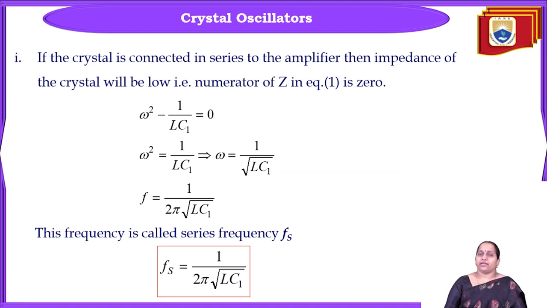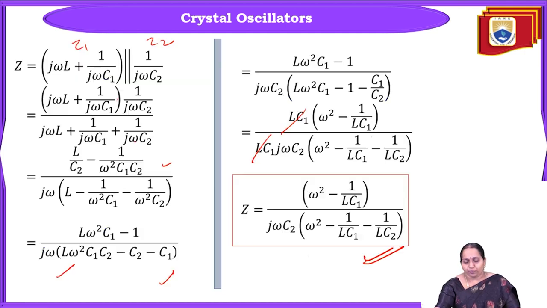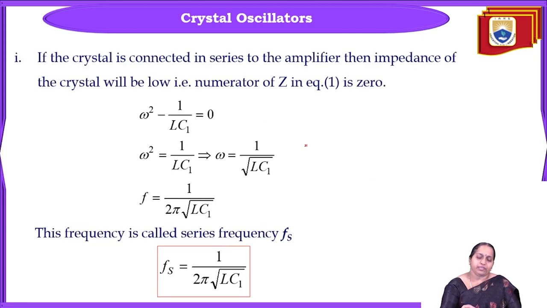Suppose this crystal is connected in series to the amplifier, then the impedance of the crystal will be low, that is, the numerator will become 0, in other words. So low impedance means approximately we can equate the numerator of Z to 0. If you equate this numerator to 0, you will get omega square minus 1 by L C1 equal to 0, or omega square equal to 1 by L C1. So omega equal to 1 by root over L C1.